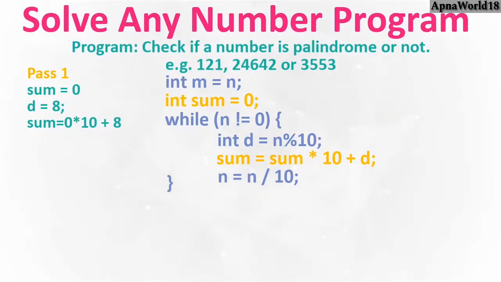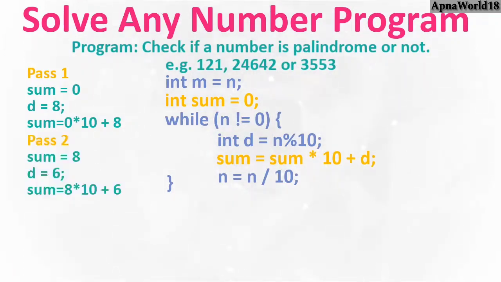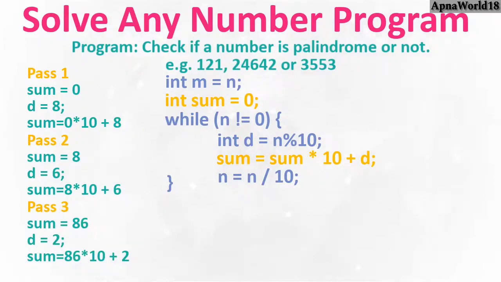So in pass 1, we will have 0 multiplied by 10 plus D, which will give the number 8 itself. Then in the next pass, 8 will be multiplied by 10 and 6 will be added to it to give 86. Then in the third pass, 86 will be multiplied by 10 and 2 will be added to it to give us 862.